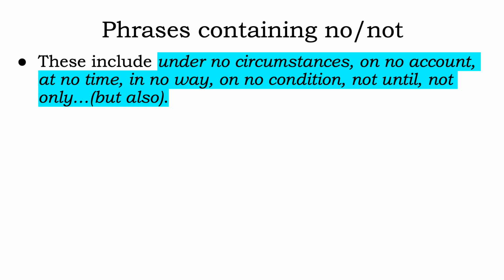There are some other phrases that contain the expressions no or not, and these include under no circumstances, on no account, at no time, in no way, on no condition, not until, not only, but also. And I'm going to provide a couple of examples now.